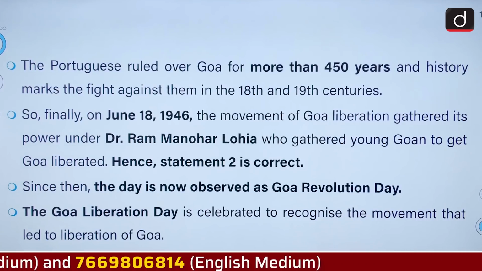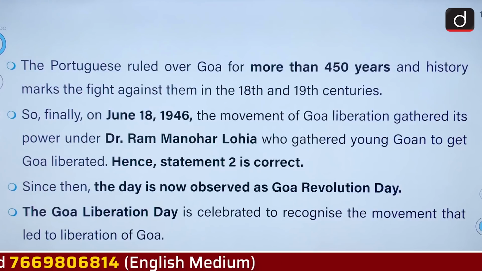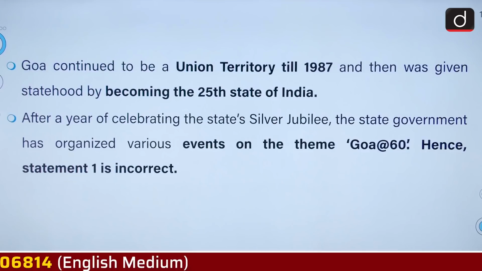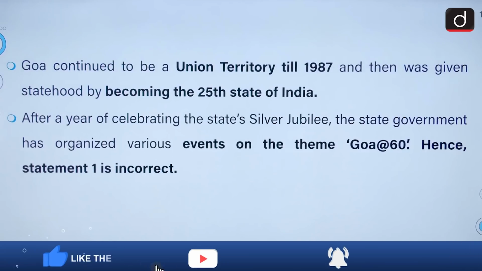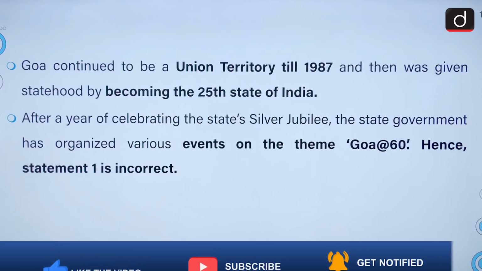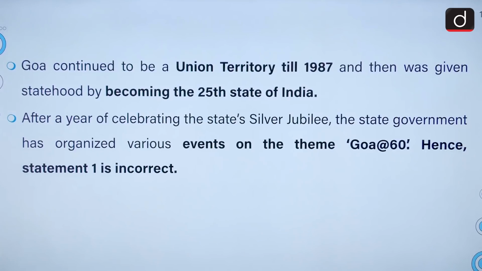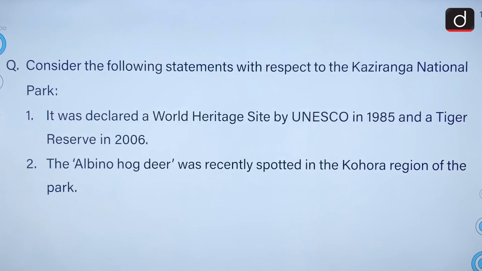The Goa Liberation Day is celebrated to recognize the movement that led to the liberation of Goa. Goa continued to be a union territory till 1987. It became a state, the 25th state of India after that. After a year of celebrating the state's silver jubilee, the state government has organized various events on the theme Goa at 60. Consider the following statements with respect to the Kaziranga National Park.